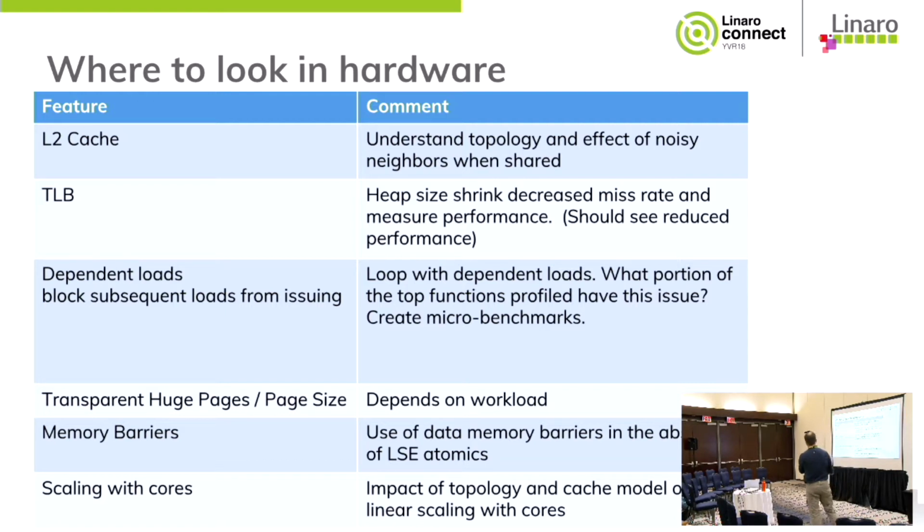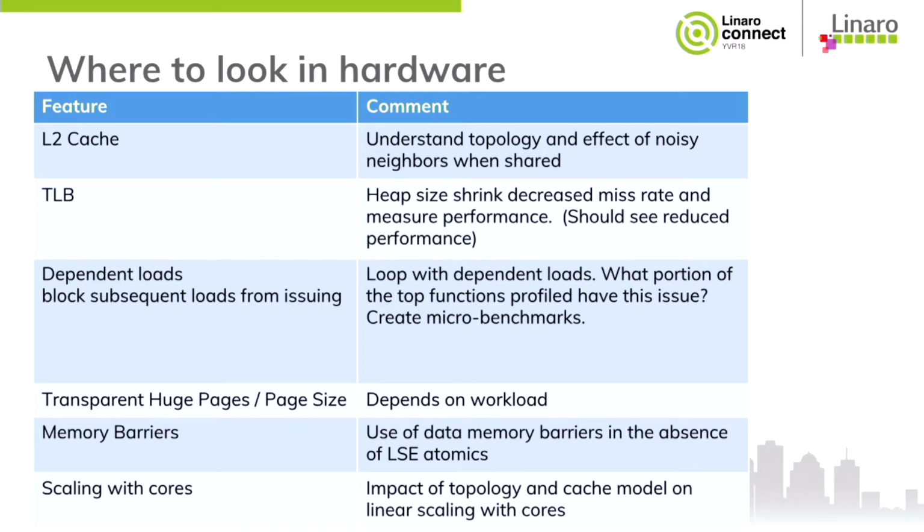That's your topology. But also your L2 cache. Is your L2 cache within the core, or is it shared between 2 cores? Then your TLB: shrink heap size, decrease miss rate, and measure performance. You should see reduced performance as you shrink your heap size because you're hammering the TLB. But look at your TLB as well. I have some further insight to add to that later.